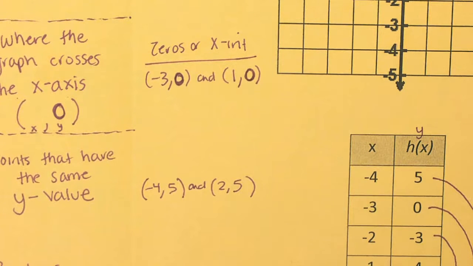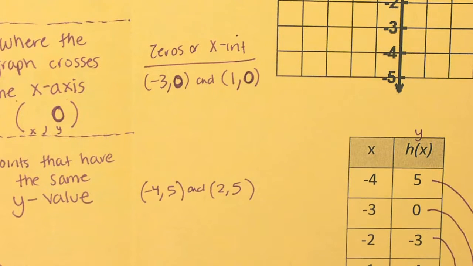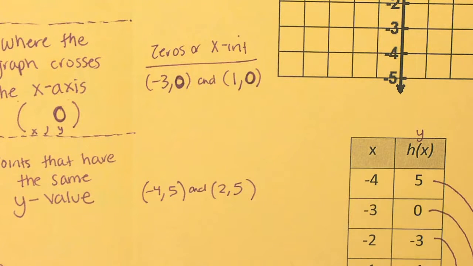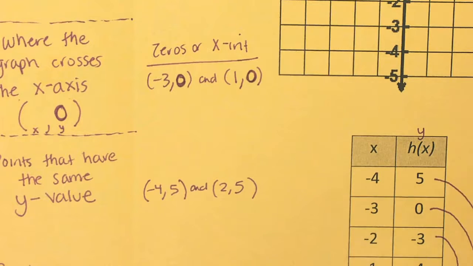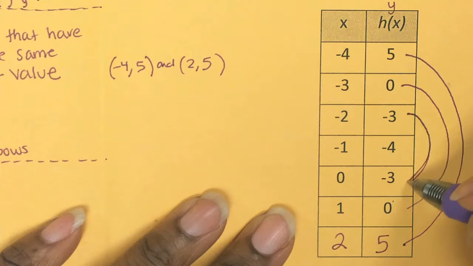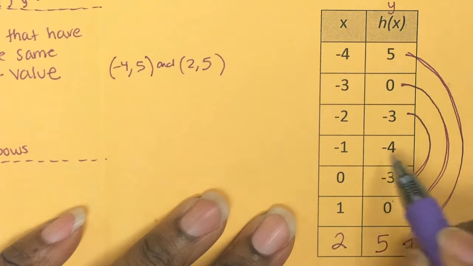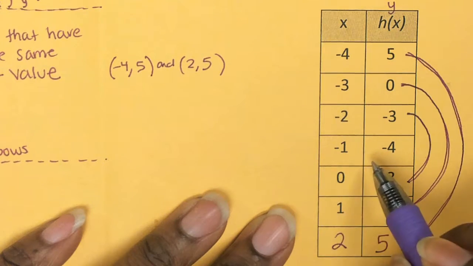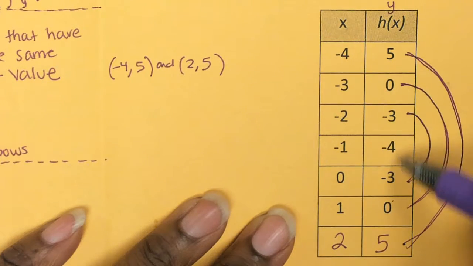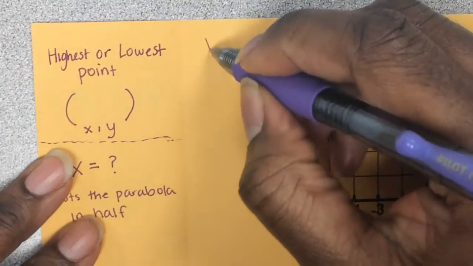I'll give you about 5 seconds before I move up to the next two. If you're done, please go ahead and find that vertex. How would you find the vertex from the table? In the middle of the symmetrical pairs. There's one that doesn't have a partner. Look, -4 doesn't have any matches. That's the vertex.